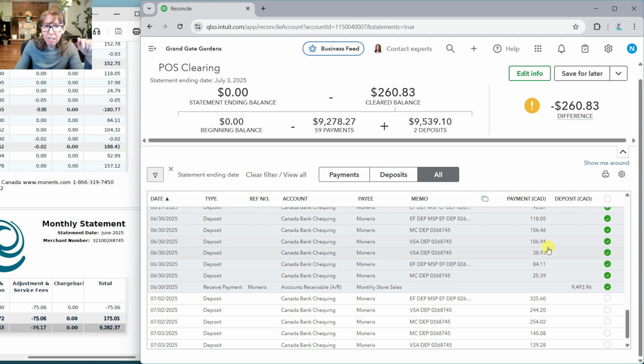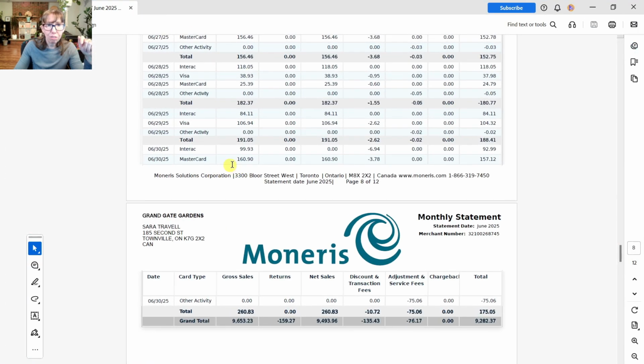But then why are the Visa and the MasterCard not matching the amounts that we see on here? And if we take a closer look, this daily activity summary is actually just summarizing what happened for the day, meaning to say there was $38.93 in Visa payments received. And then there was the Visa processing charge. So for the day, this is the net amount of activity for the day regarding Visa.